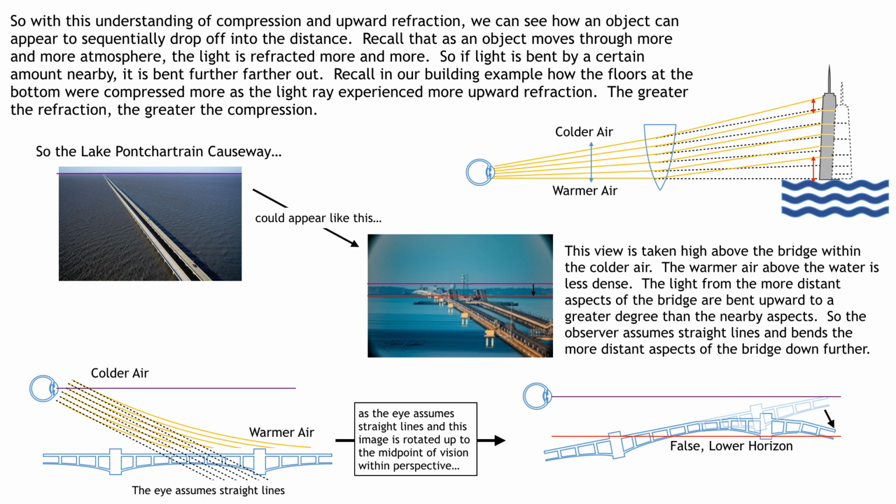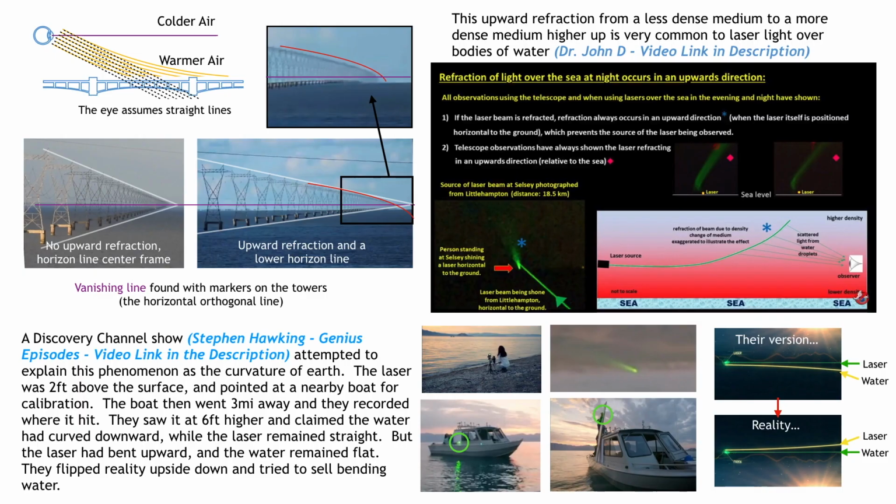The red line represents the false lower horizon, and the purple line represents what is likely the true horizon for this bridge, representing more as it would in the upper left photo, where we are taking a photo of it very high above with very low compression of our visual field, and a more accurate representation of what that bridge actually looks like.